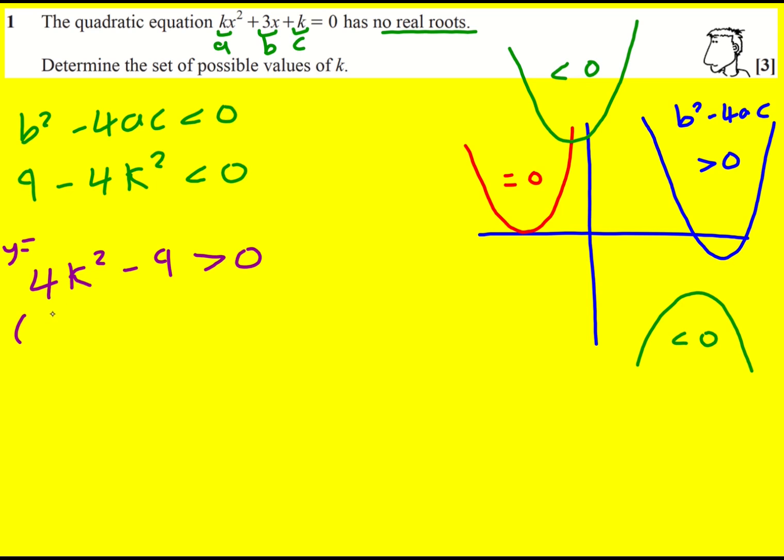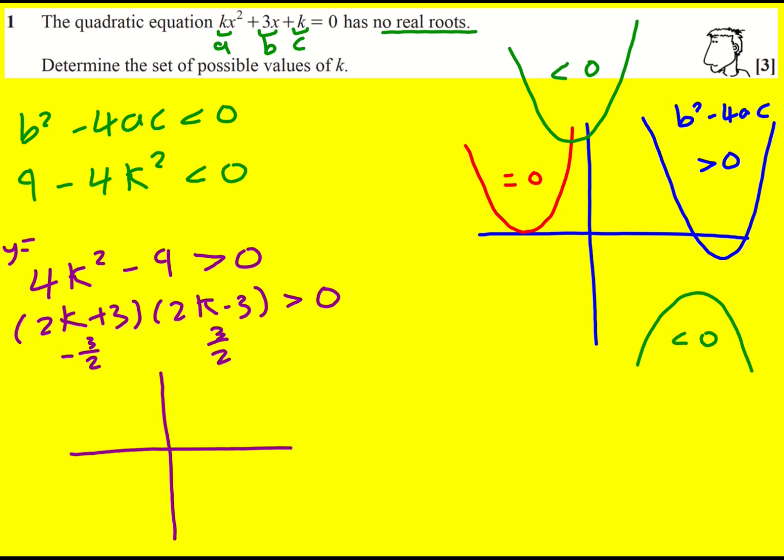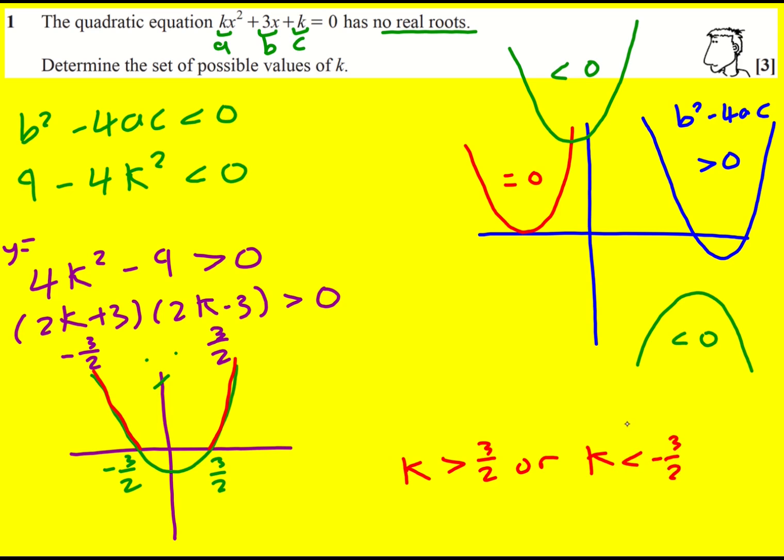Let's find the roots. It's actually a difference of two squares. This is 2k all squared, so it's going to be 2k plus 3 times 2k minus 3 is greater than 0. My roots are minus 3 over 2 and 3 over 2. I've made it a positive quadratic because I just by default always prefer sketching them. So it's going to look like this, a happy quadratic. And it's going to go through 3 over 2 here, minus 3 over 2 here. We're interested in where this is greater than 0. So here and here, my answer is going to be k greater than 3 over 2 or k less than minus 3 over 2.